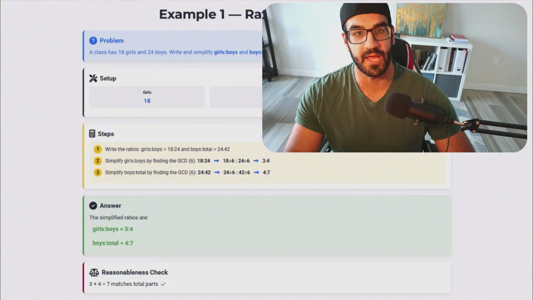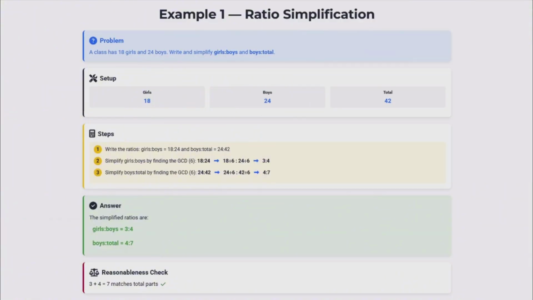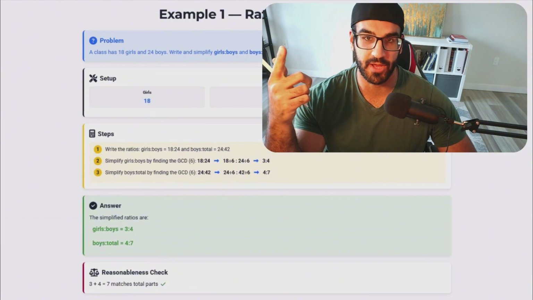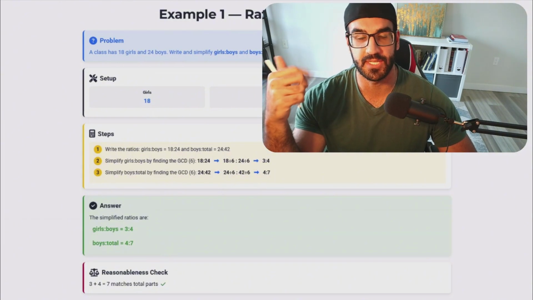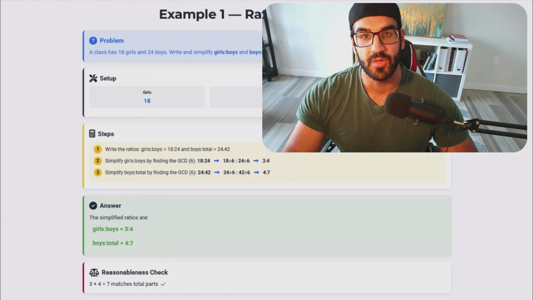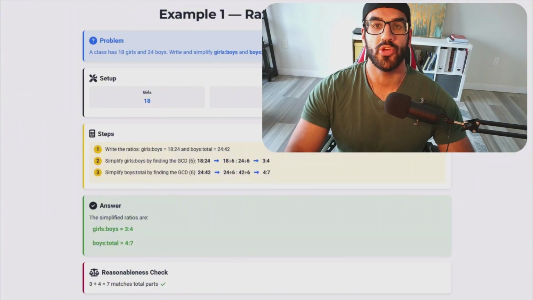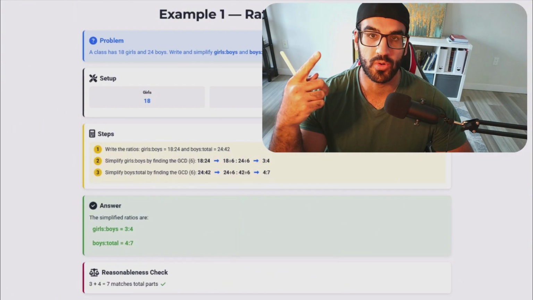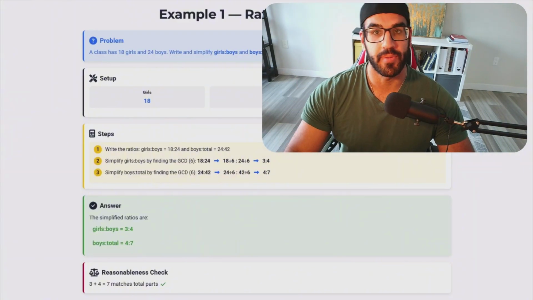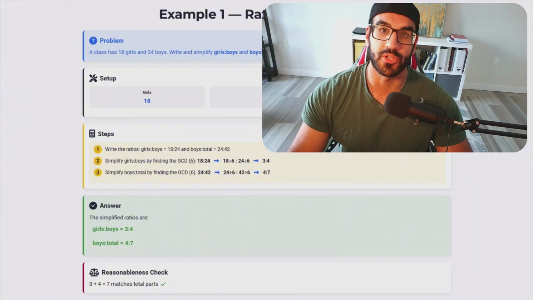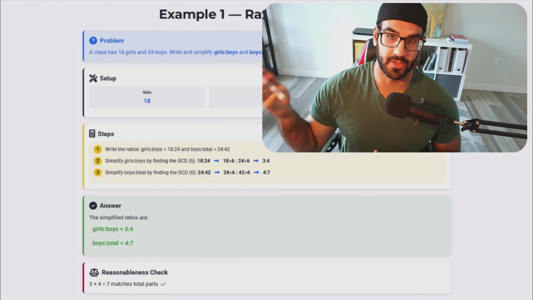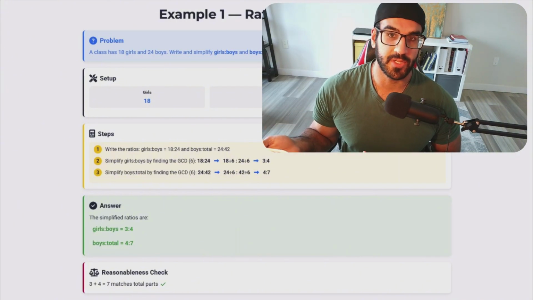Let's start with the first example, which is ratio simplification. If you remember, we had two important definitions: one about the rate, another about the ratio itself. The ratio is when we compare the proportion of one unit with another when both units are the same. For example, we're talking about apples and apples, apples and oranges, or students and teachers. Both of them are a little bit different, but still the same kind.